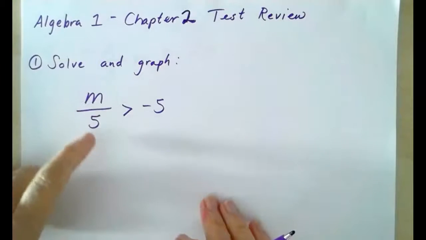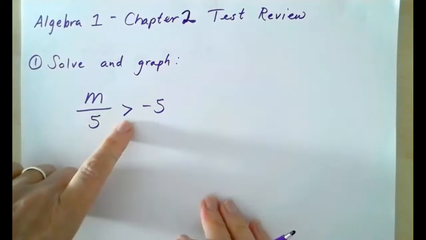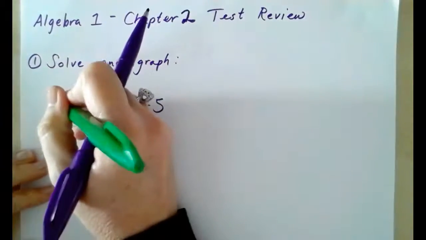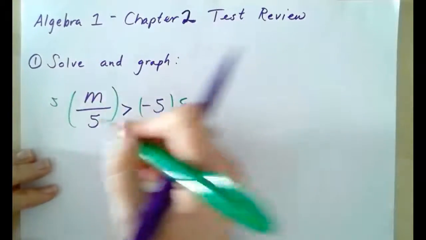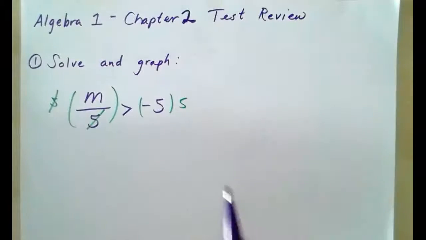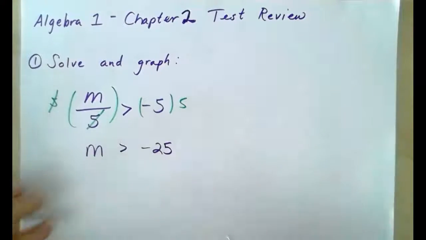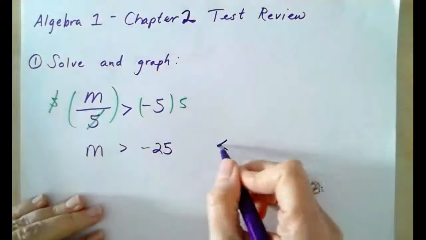M divided by 5 is greater than negative 5. We are going to multiply both sides by 5 in order to get rid of the fraction. So M is greater than negative 25. Let's put this on the number line.